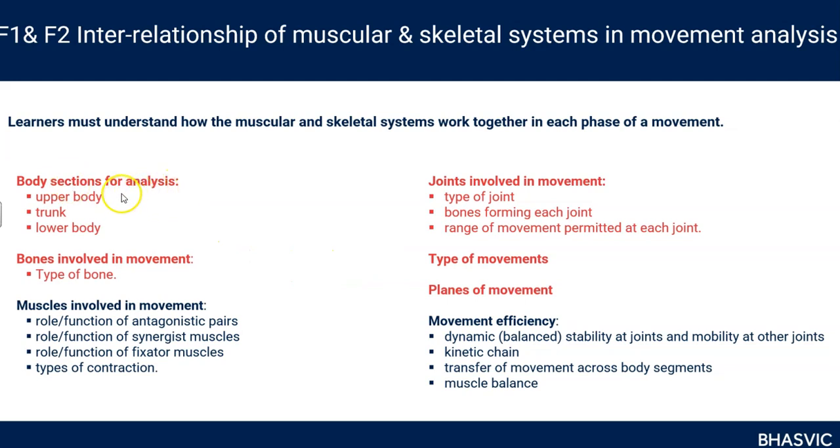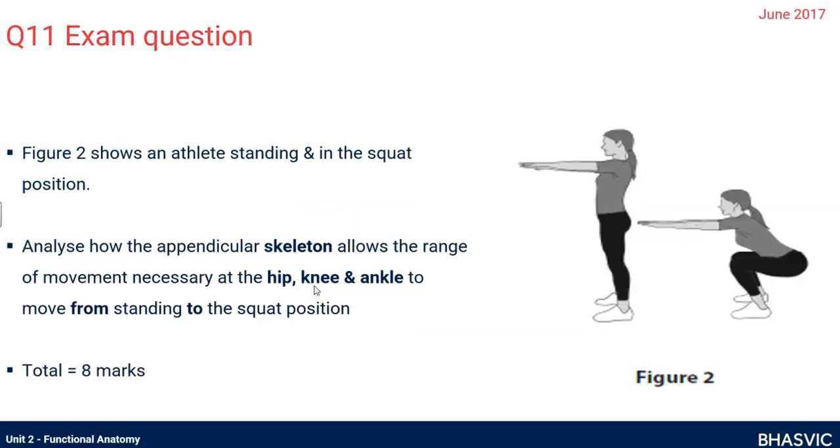So just understanding that the body is divided into different sections, what bones articulate, joints, what type of joints, what classifications, what range of movements are happening at each joint. And then you've got to analyse the movement occurring in the question: what type of movement is it, and what plane of movement is it happening in. So for question 11, we ignore anything to do with muscular action and movement efficiency content; it's just the red content.